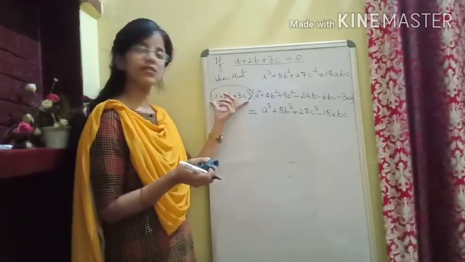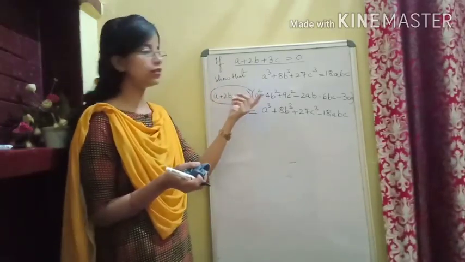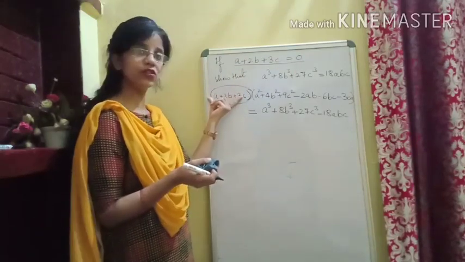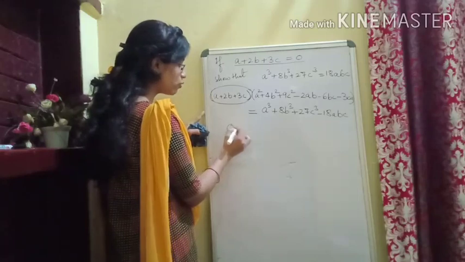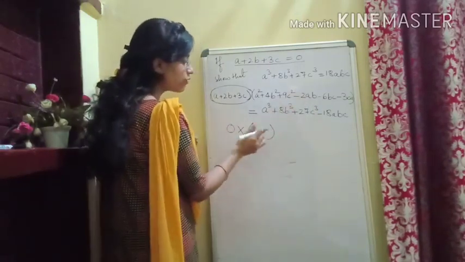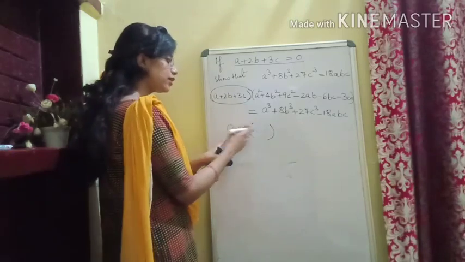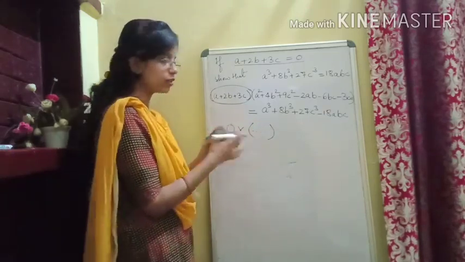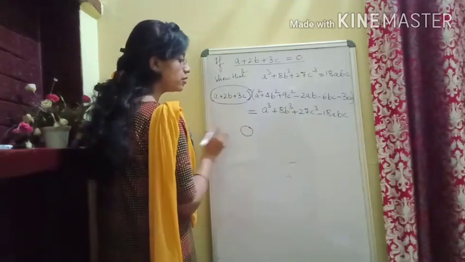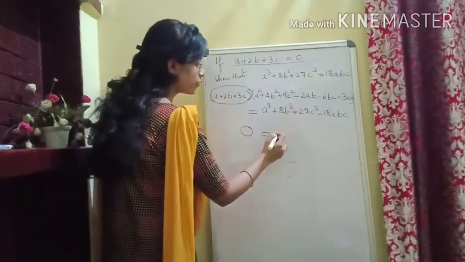We are given this term, a plus 2b plus 3c, and in our question a plus 2b plus 3c is equal to 0. Now if I write this 0 into this long bracket, anything multiplied by 0 will be 0. That means the whole left hand side will become 0, and then we are left with the right hand side.